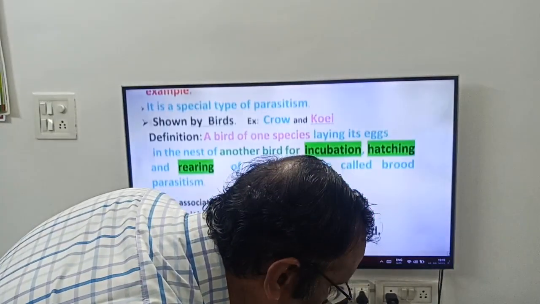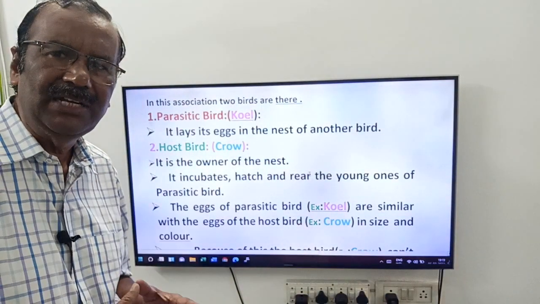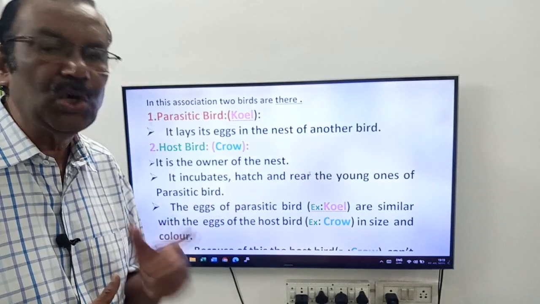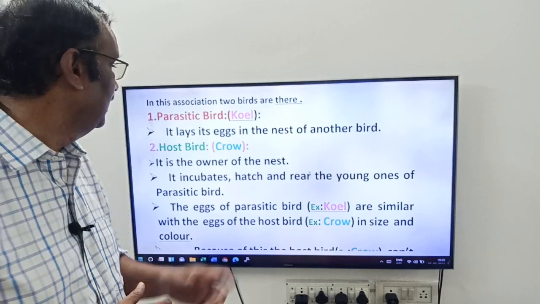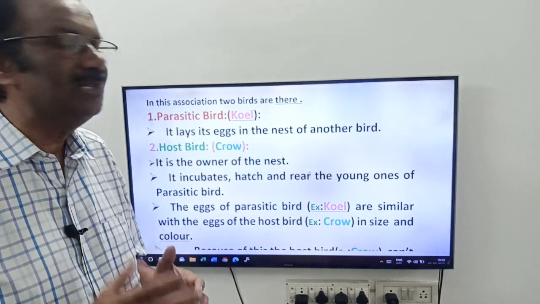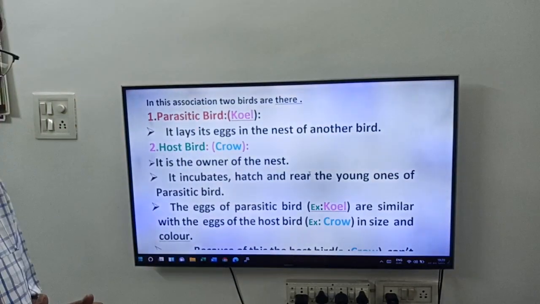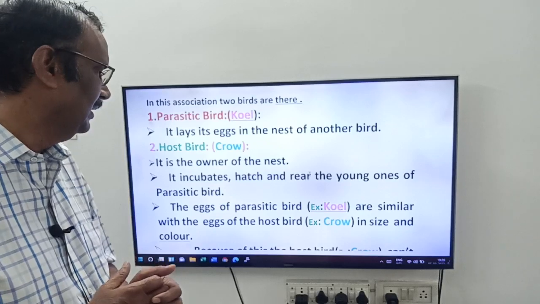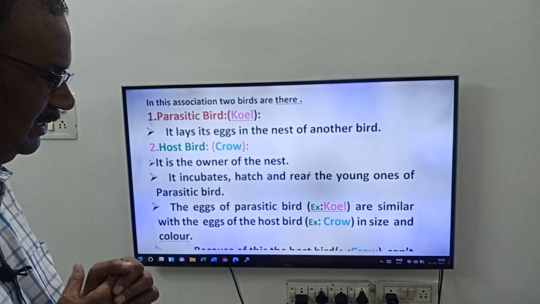Here, what are the examples, friends? In this association we have two birds. One is the parasitic bird, that is quail. One is the host bird, that is crow. Why are we calling quail the parasitic bird, friends? It lays its eggs in the nest of another bird, that is the crow. Why are we calling the crow the host bird? It is the owner of the nest. It incubates, hatches and rears the young ones of the parasitic bird.